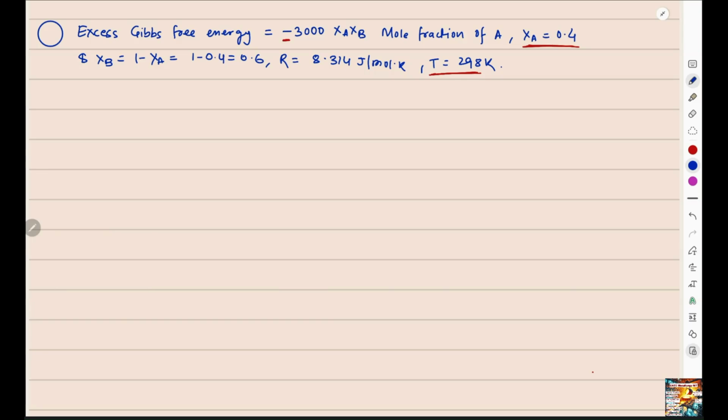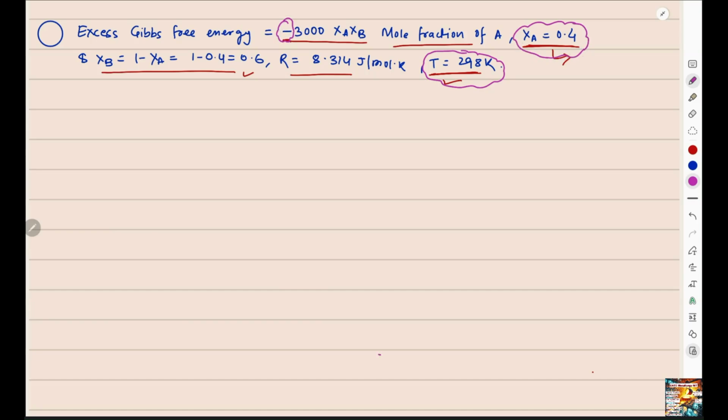According to this question, the Gibbs free energy is given as minus 3000 XA XB. The mole fraction is given as X equals 0.4, so XB will be 0.6. R is given and T is given as 298. For this case, the student was not sure about this temperature value, this XA and this negative sign here.